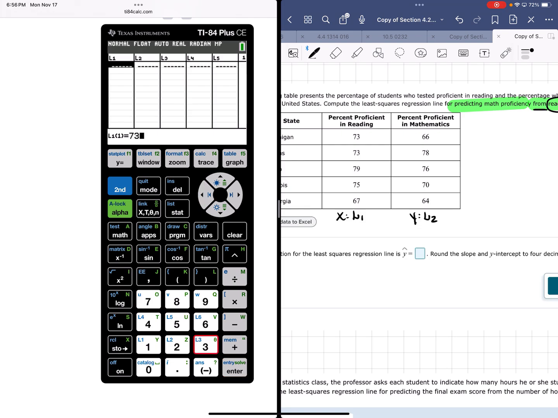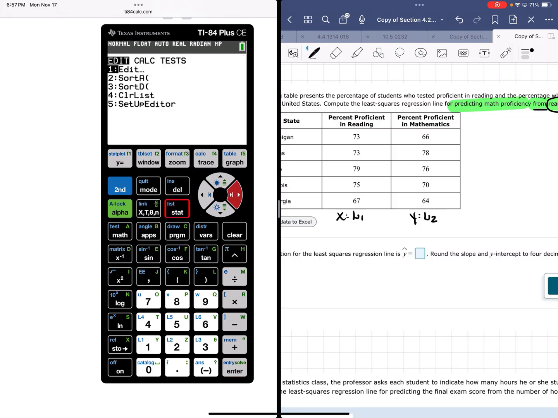Okay, so I've got 73, 73, 79, 75, and 67, right? Then I've got 66, 78, 76, 70, 64. Okay, so I got my L1, L2. I'm going to go to Stat. I'm going to go to Calc. And then I'm going to pick number 4, LinReg ax plus b. Okay. We're going to hit enter.